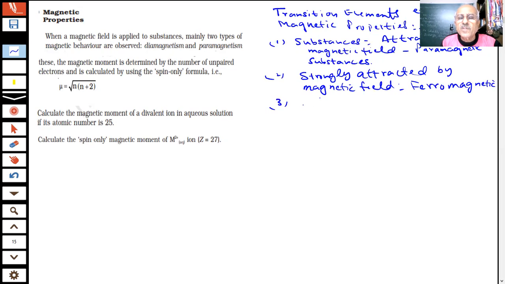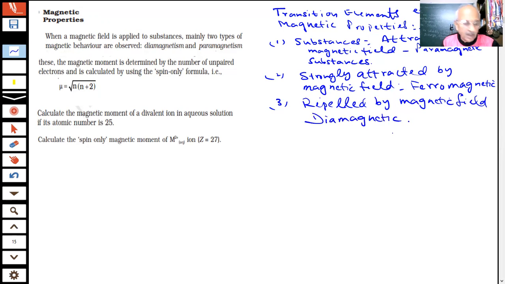And there are other substances which are repelled by the magnetic field. What are they? Diamagnetic. Repelled, diamagnetic.